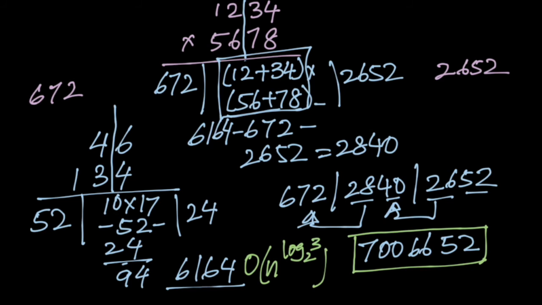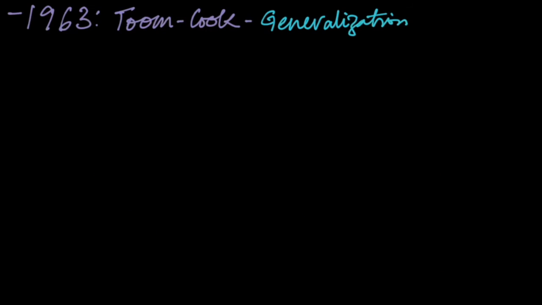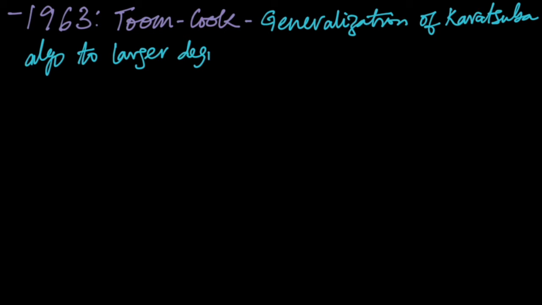So how big is this improvement? If you multiply two 1024 digit numbers, this approach will take 59,049 single digit multiplications, whereas the traditional technique will take 1,048,576 single digit multiplications. Then in 1963, Tom Cook generalized it to larger degree polynomials.